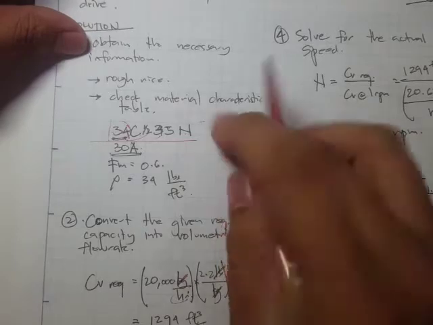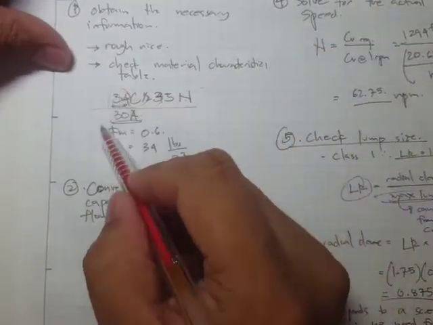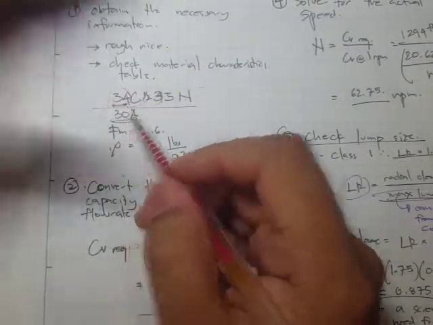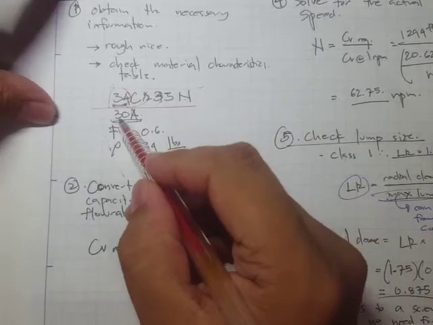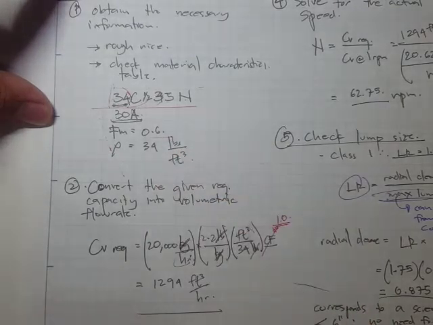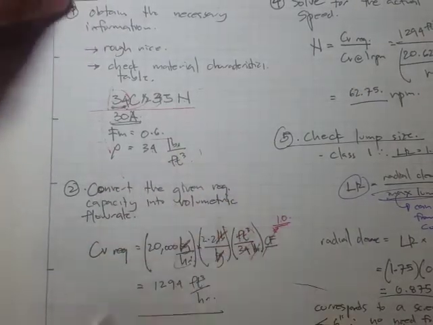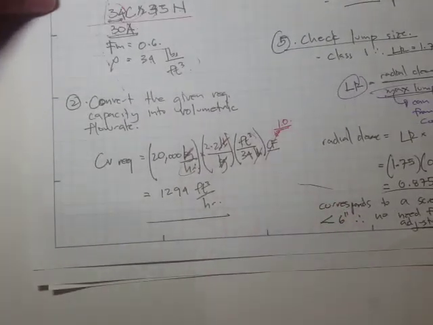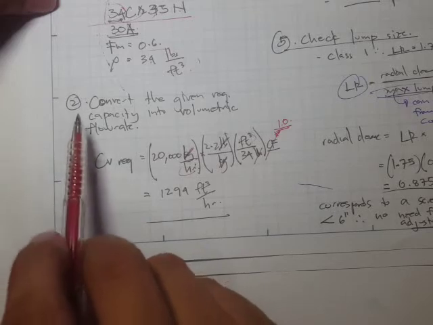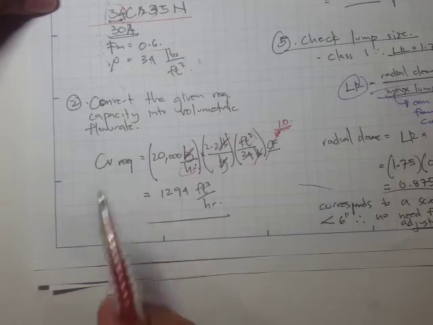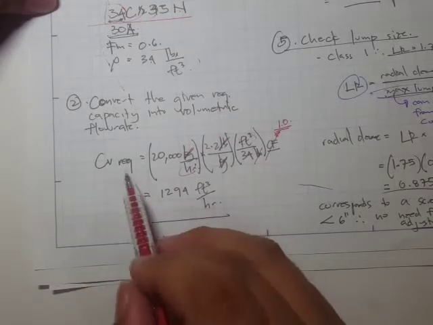The table also tells us the typical, or recommended, I don't know if it's recommended, probably typical trough loading, which is 30%. The material factor is 0.6, and we have this density. So after obtaining the necessary information, we compute the required capacity in terms of the volumetric flow rate.